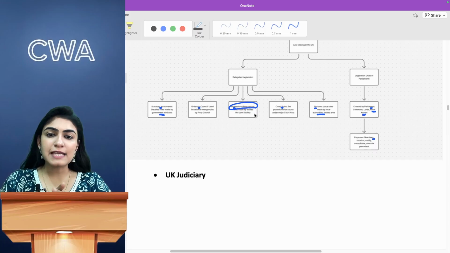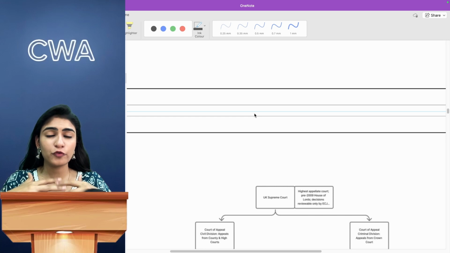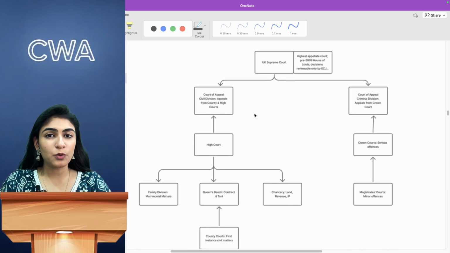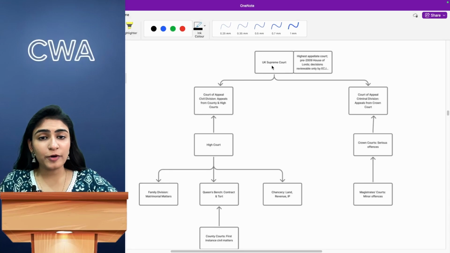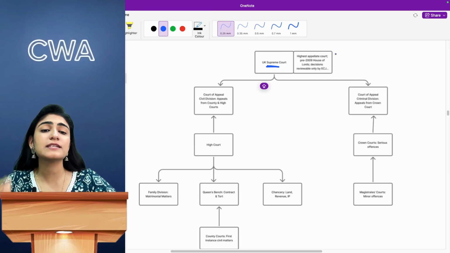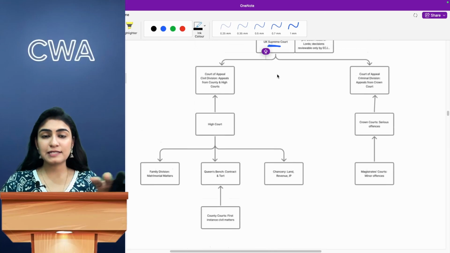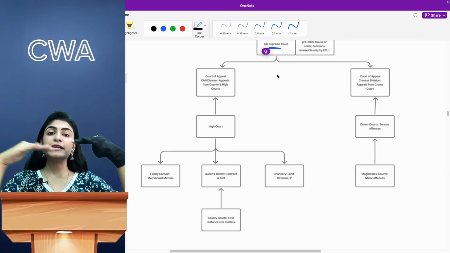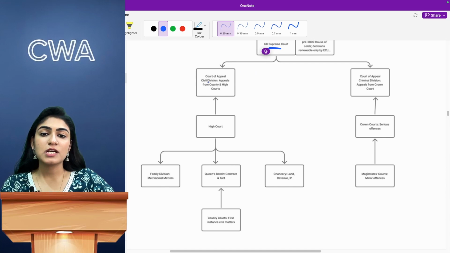Now, let's understand the UK judiciary. In fact, the court flow under the UK judiciary: basically, how does the court system work in the UK? At the top, of course, there is the UK Supreme Court, the highest appellate court. Let's start from below. Basically, there is this one UK Supreme Court. However, in the lower courts level, let's discuss the civil division.